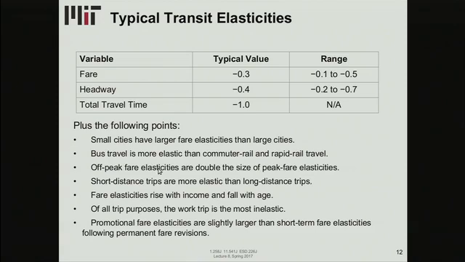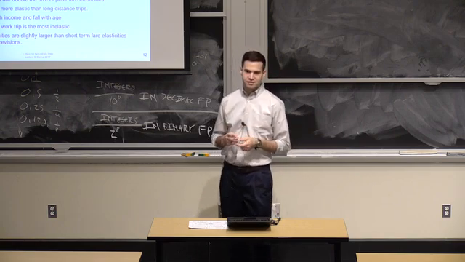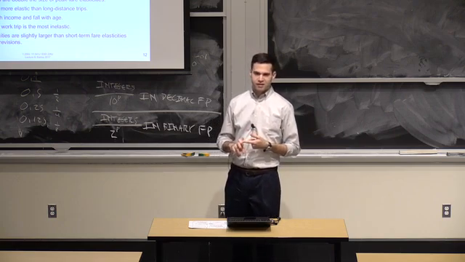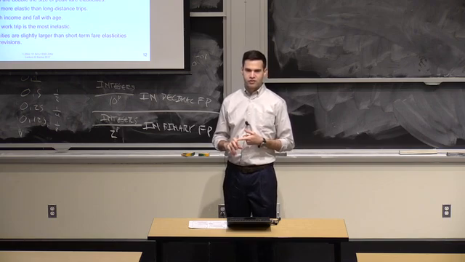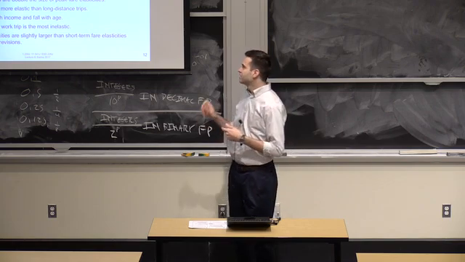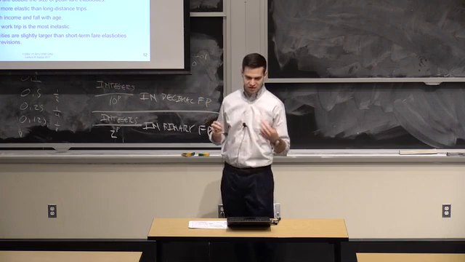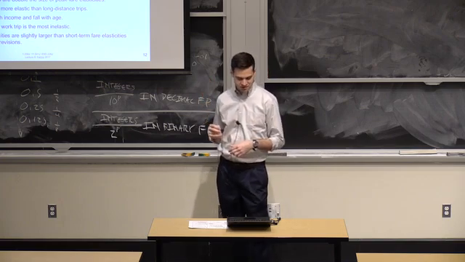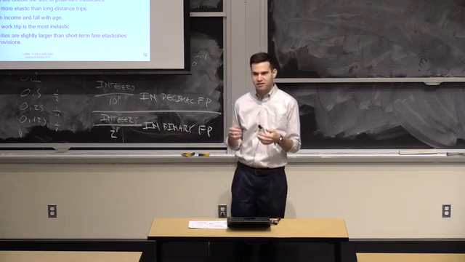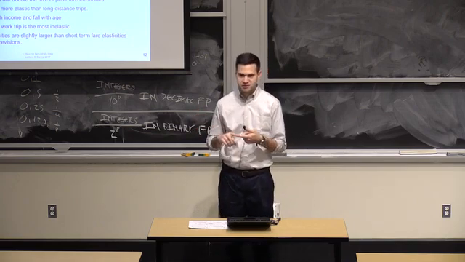Off-peak fare elasticities are double the size of peak fare elasticities. Probably the difference between leisure and business travelers, where you can change your trip decision if it's a leisure trip, but not if you're commuting to work. Trip purpose, right? So peak travel tends to have a higher proportion of business, and you don't have the option of not doing the trip, so you must do the trip.